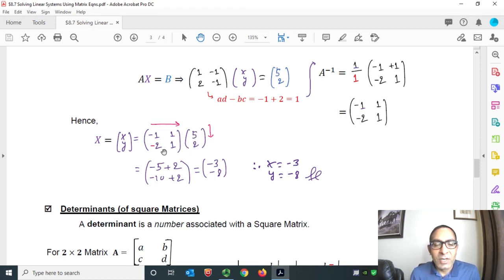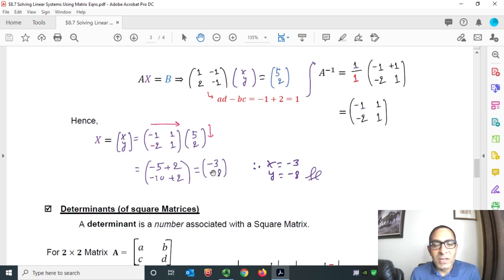So next, let's multiply these two matrices. Here again, we use the special operation to multiply matrices. We multiply entries horizontally by entries vertically, and add these two results. So here, minus 1 times 5 is minus 5, plus 1 times 2. Similarly, minus 2 times 5 is minus 10, plus 1 times 2. Simplify, and it turns out that the matrix X equals the matrix with entries minus 3, minus 8.